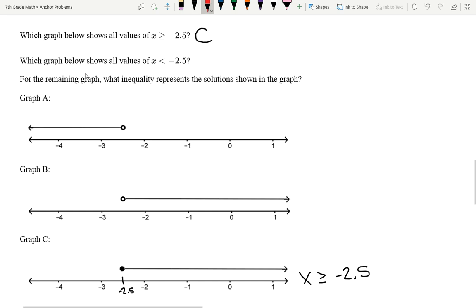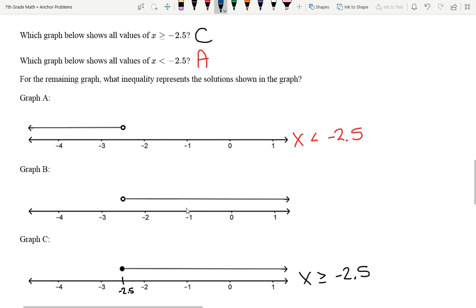Now, which graph below shows all values x is less than negative 2.5? Well, only one graph is going towards the less than. Only one graph shows us what is less than negative 2.5. Like negative 3 is less than negative 2.5. Negative 4 is less than negative 2.5. So that's going to be graph A, that x is less than negative 2.5 here.